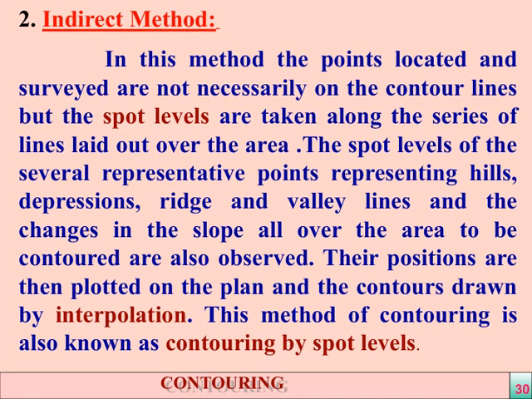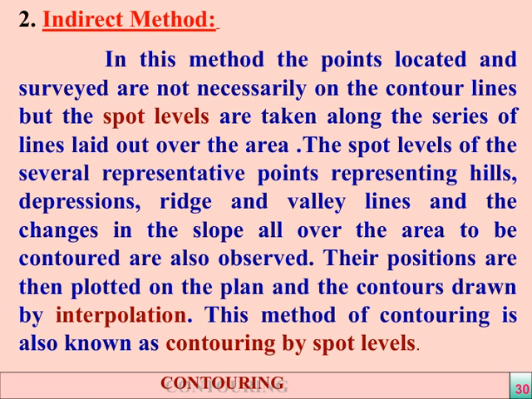Now let's take a closer look at the indirect method of contouring. In this approach, the points we survey are not necessarily exactly on the contour lines themselves. Instead, we take spot levels at various points across the area. These points are chosen based on their significance, like hills, depressions, ridges, and valleys, to represent the terrain accurately. We then plot these spot levels on the plan, connecting them through interpolation to draw the contour lines.